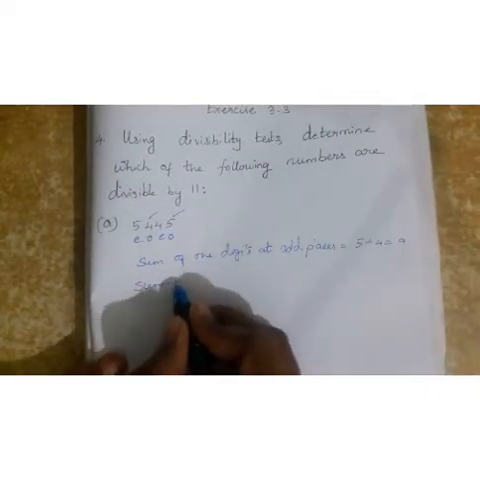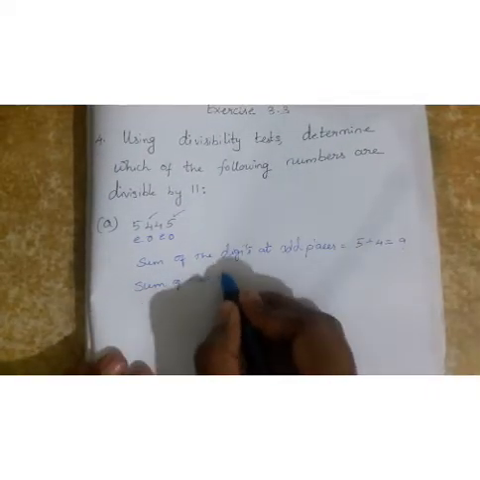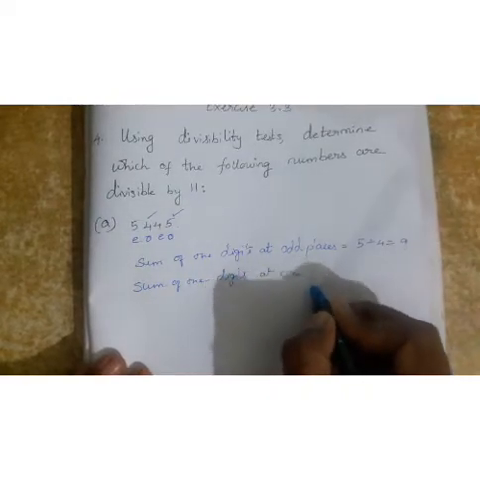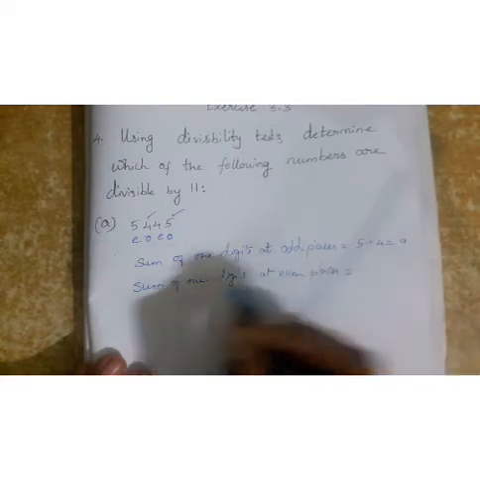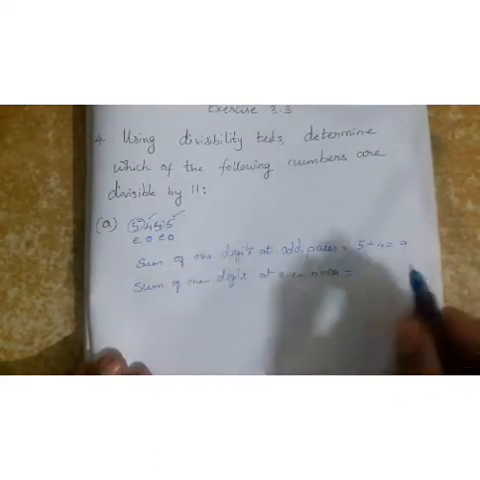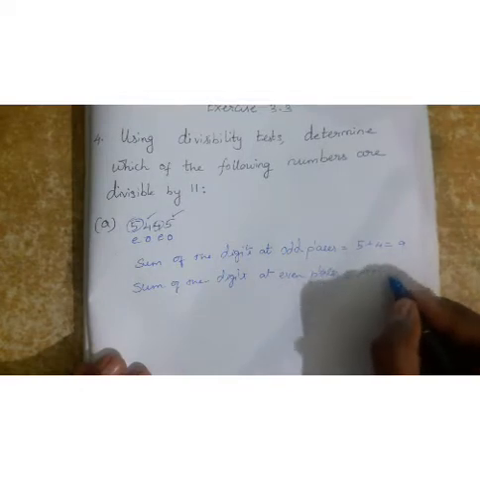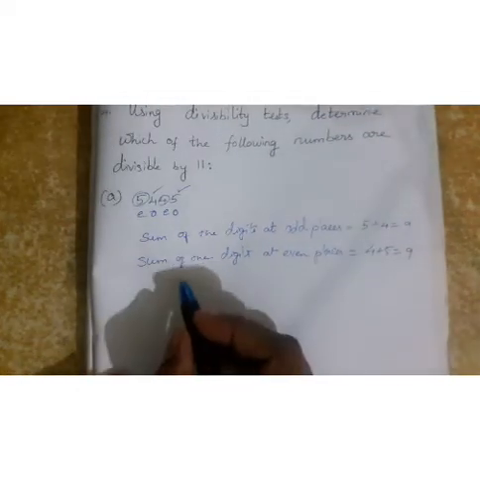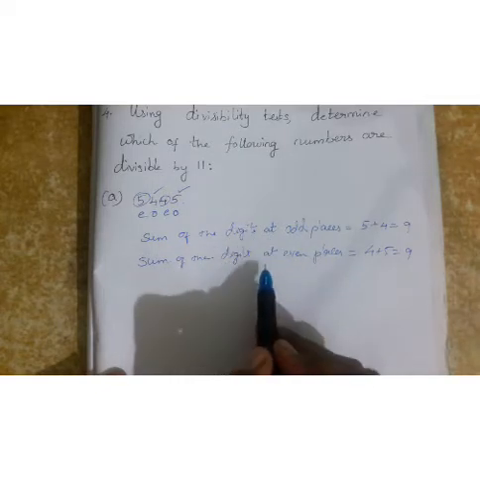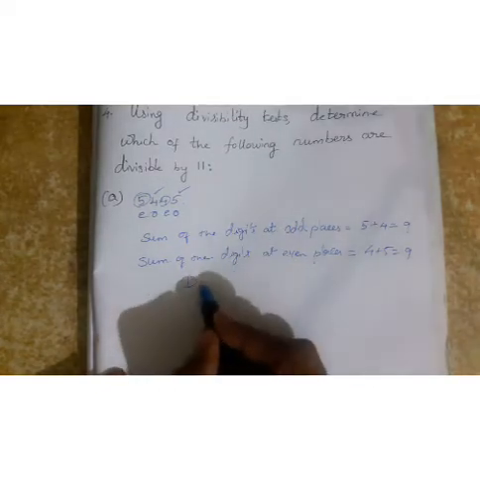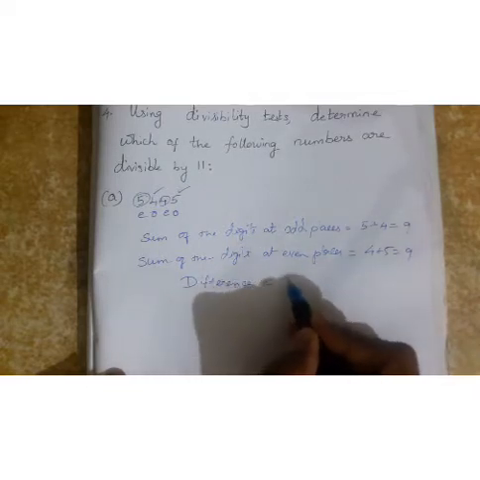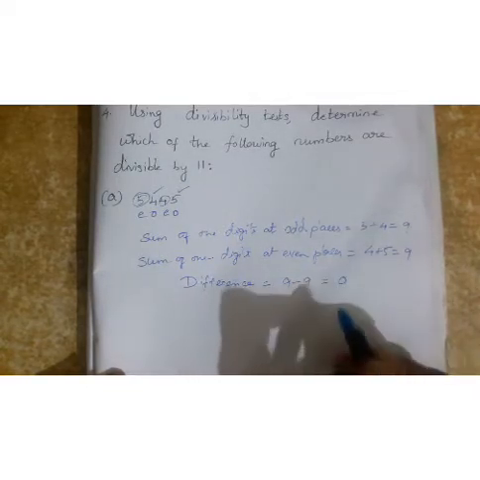Sum of the digits at even places equal to, the even places are 4 and 5. So 4 plus 5 equal to 9. Now we have to find the difference between the sum of digits at odd places and the sum of digits at even places. So difference equal to 9 minus 9 equal to 0.